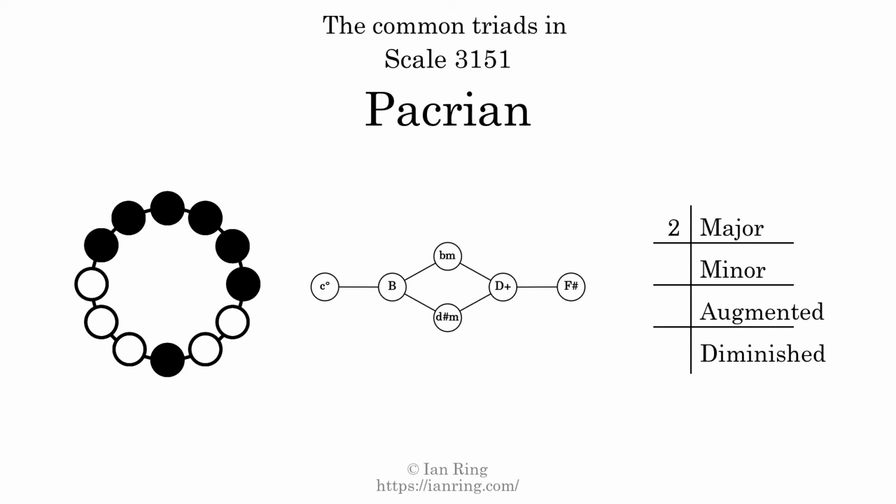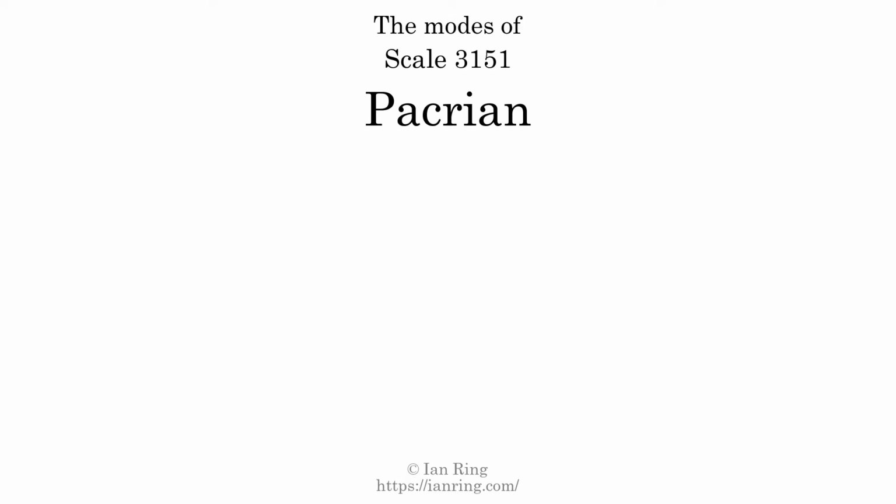There are 2 major triads. There are 2 minor triads. There is 1 augmented triad. There is 1 diminished triad. There is no Hamiltonian path through the graph that uses all the triads. This scale has 7 modes.